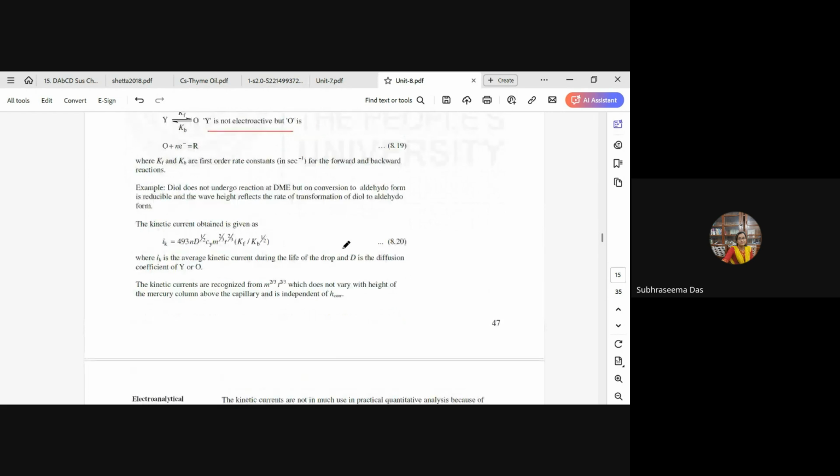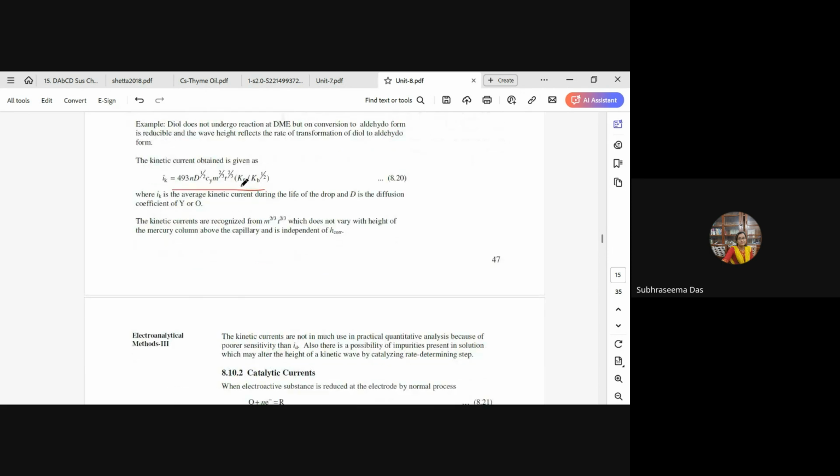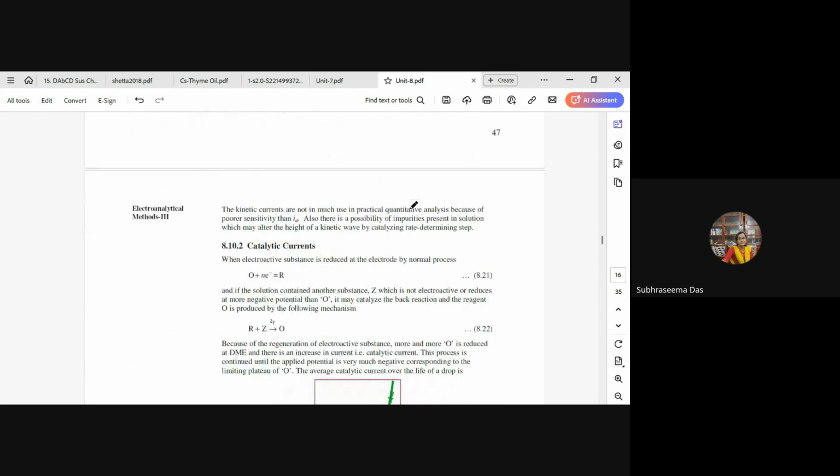An example of such a reaction is a diol, which does not undergo reaction at the DME, but on conversion to aldehyde it is reducible, and the wave height reflects the rate of transformation of diol to the aldehyde form. Here the kinetic current obtained is given by equation 8.20, and such currents are recognized from m^(2/3) t^(2/3), which does not vary with the height. Kinetic currents are practically not much in use. Also, there is a possibility of impurities appearing during the rate-determining step. So we are mostly working with catalytic currents now.